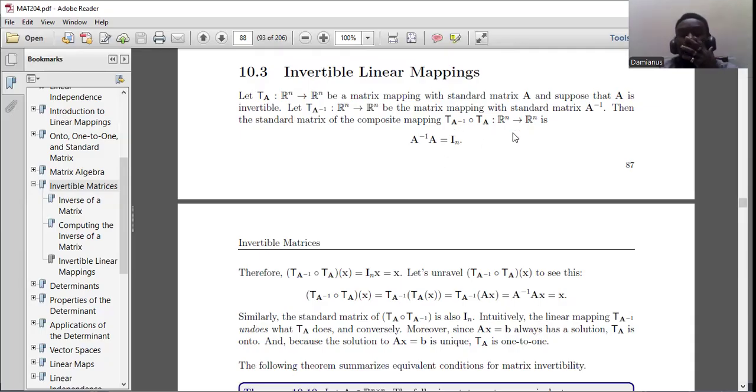So when you do a composition, here we talk about composition of two maps, we'll have a map which will be the identity. This is saying that T_A sends R^n to R^n, and then T_A inverse takes R^n back to where it came from. And so that gives you the identity.